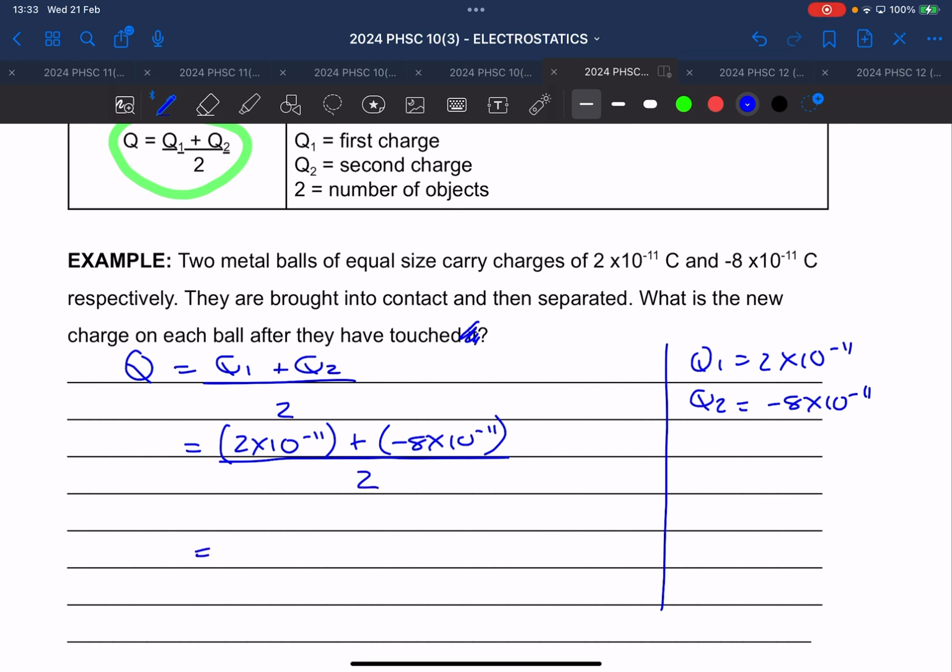Where are we with our questions? Omulemu, in your head. 2 plus negative 8 gives you what? Divided by 2. Negative 3 times 10 to the power negative 11.